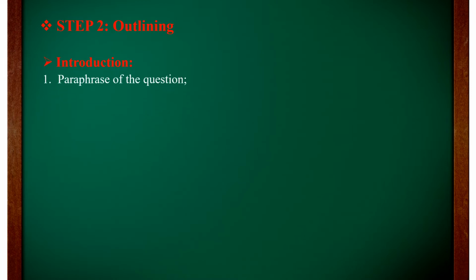Step 2, outlining. There are 3 crucial items here: introduction, idea, and summary. First of all, introduction. In the introduction, you should include 2 things. 1, you should include the paraphrase of the prompt question. 2, you should include your stand after the paraphrase there. You agree partially with the statement.